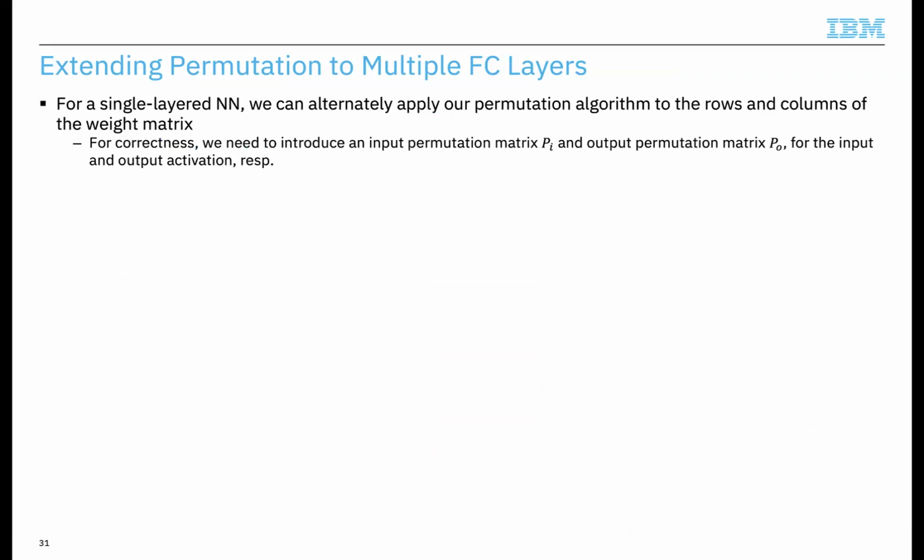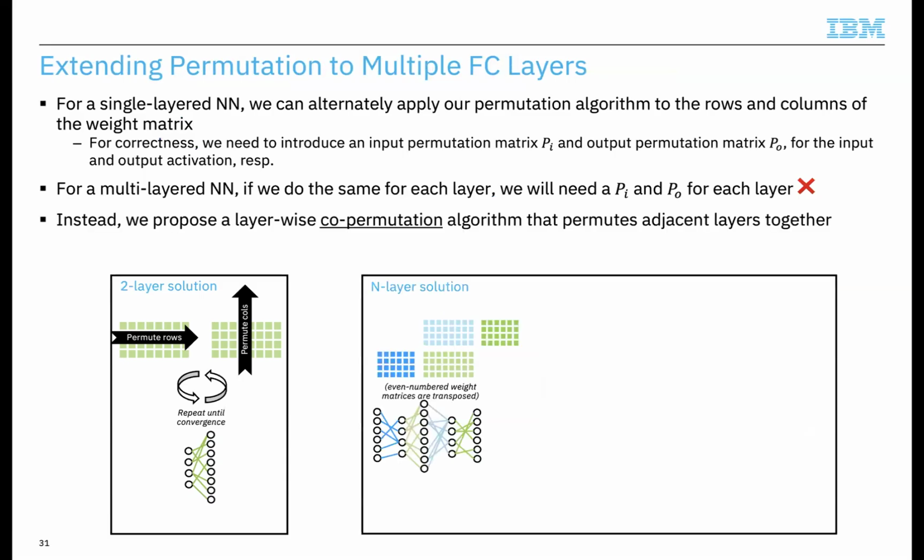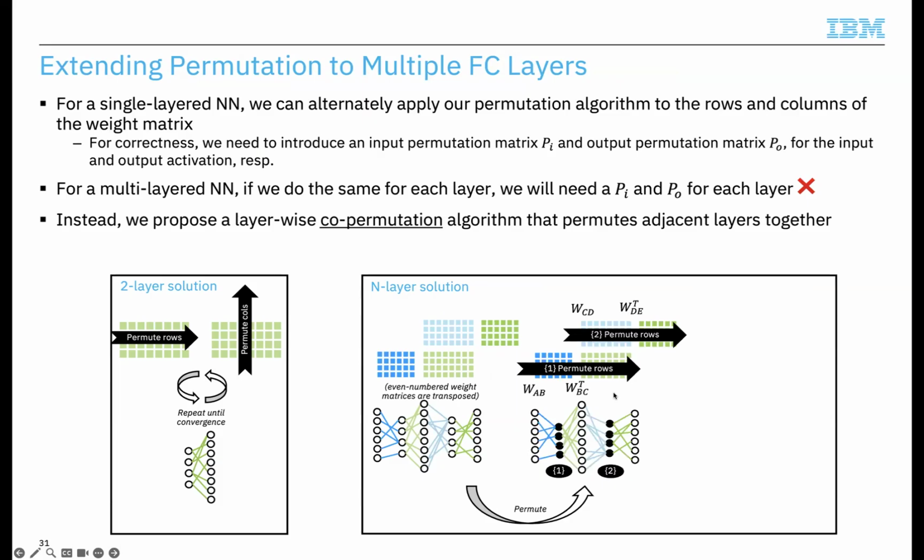The biggest challenge was how do you do it for multiple fully connected layers? And then we will talk about convolutions later. So for a single-layer NN, the visual representation is this. You just permute the rows, permute the columns, and keep repeating until convergence. But for a multi-layered NN, how would you do it? Well, you can do it this way. You can structure the weight matrices like this, imagine them like that. And then what you do is a co-permutation.